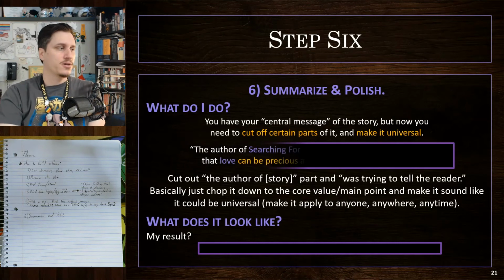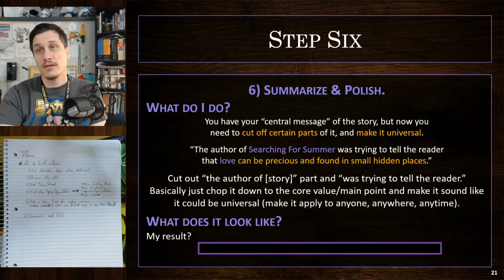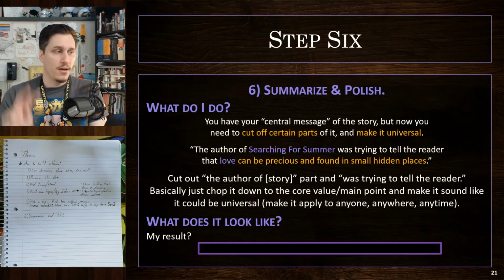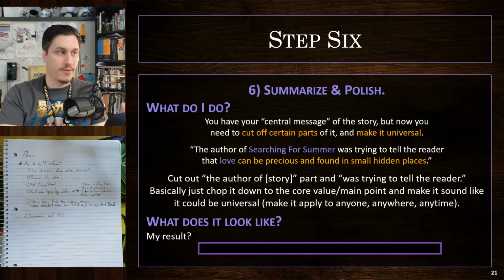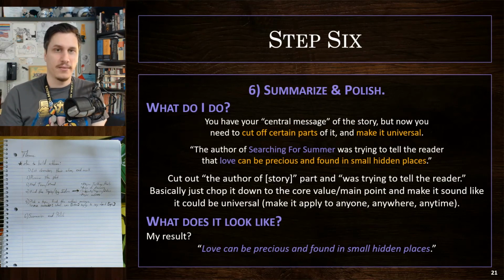You take your author's message, which is right here. The author of Searching for Summer is trying to tell the reader that love can be precious, found in small hidden places. And basically what you want to do is cut out the unnecessary stuff that you just put in your sentence. So the title of the story, the author of the story was trying to tell the reader, all that stuff you get rid of. And you just want to keep the core main idea. Now, if I keep my topic and my core idea as much as I can, this is what I end up with. It becomes: love can be precious and found in small hidden places. Boom. That's a theme. Okay.